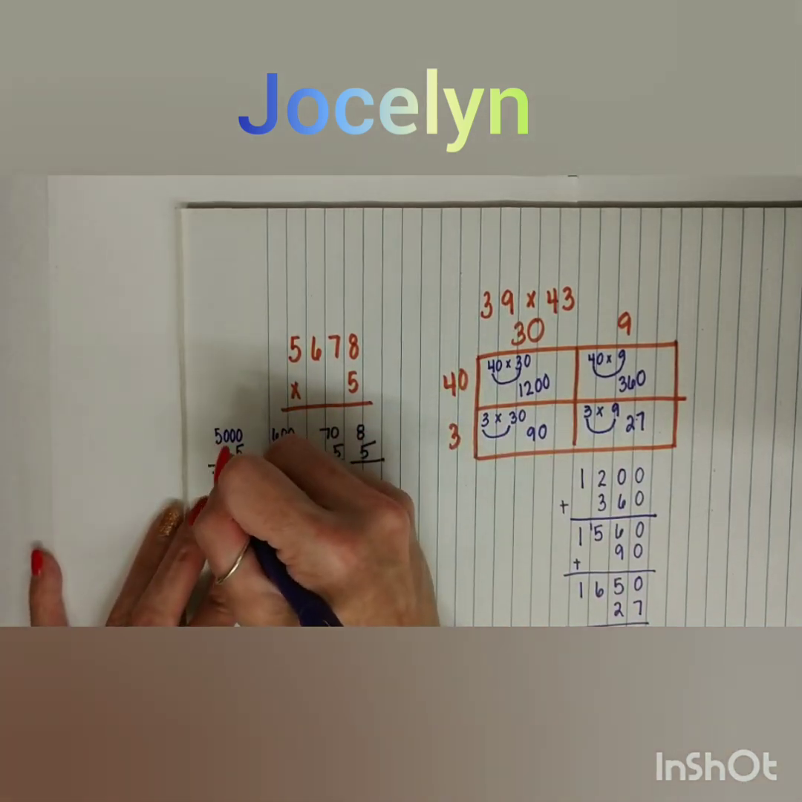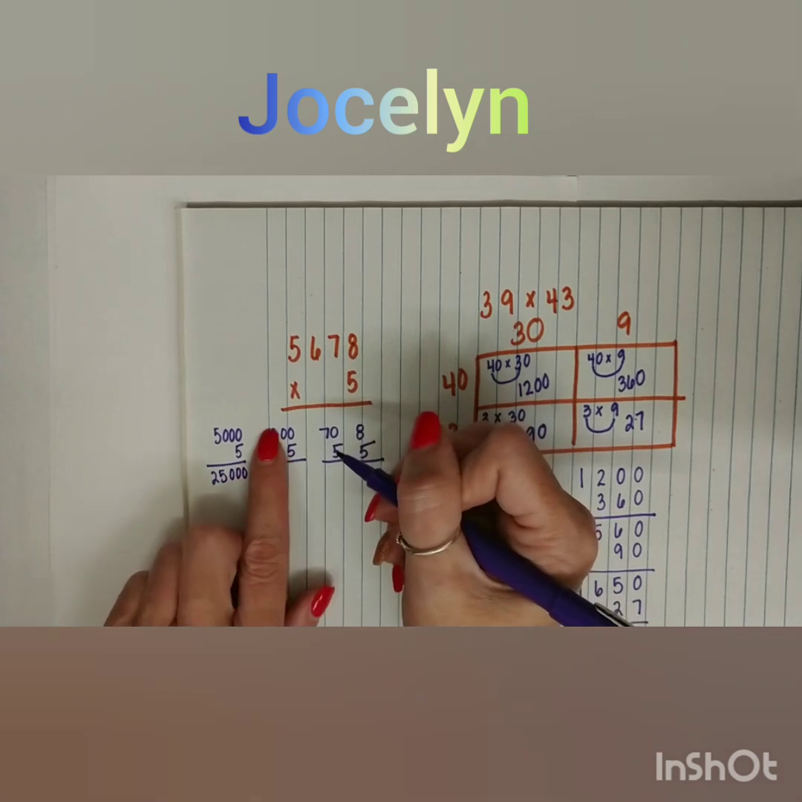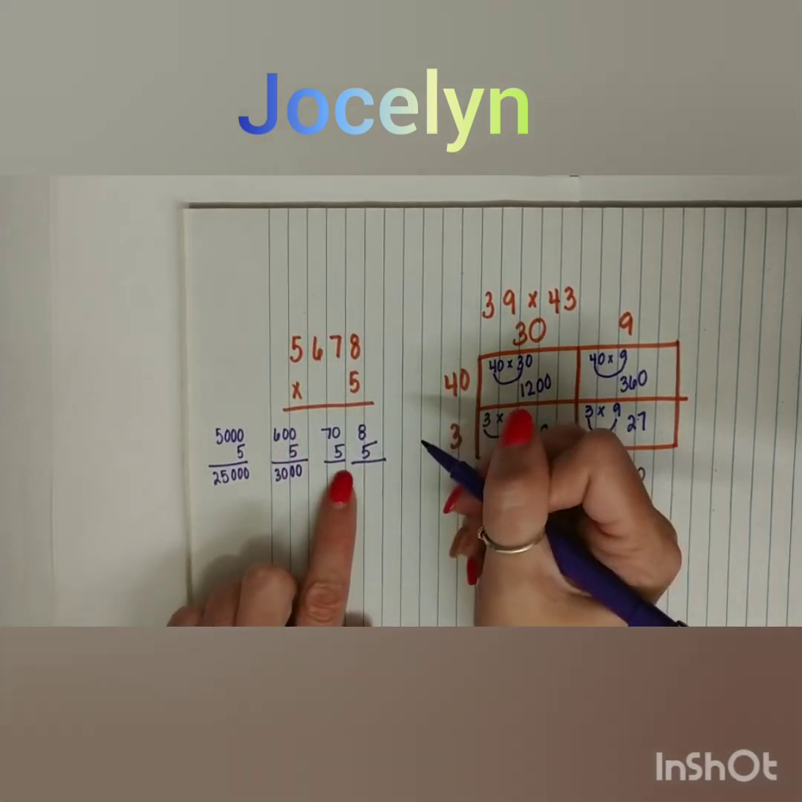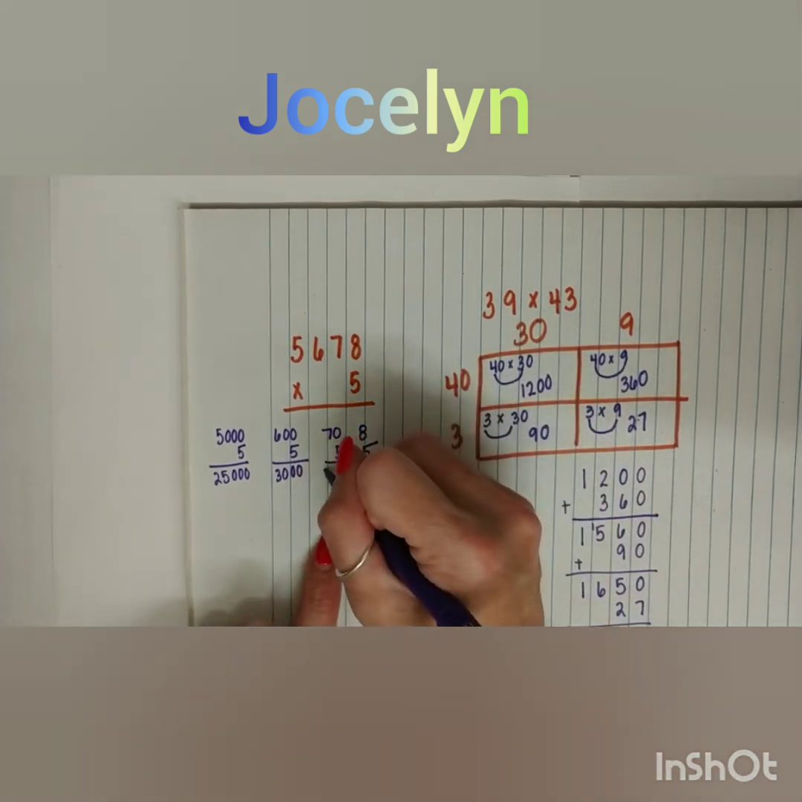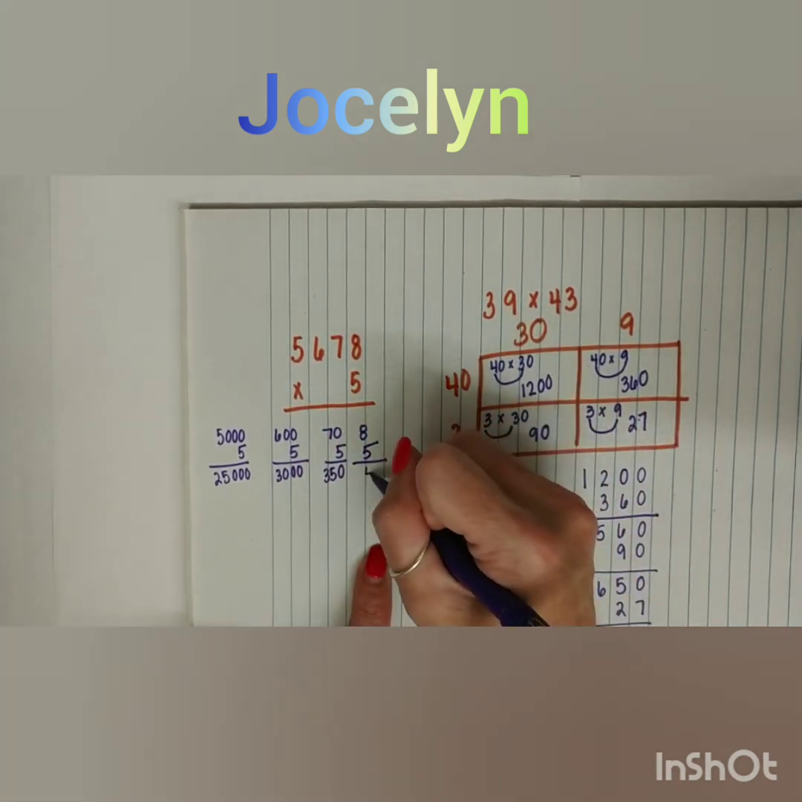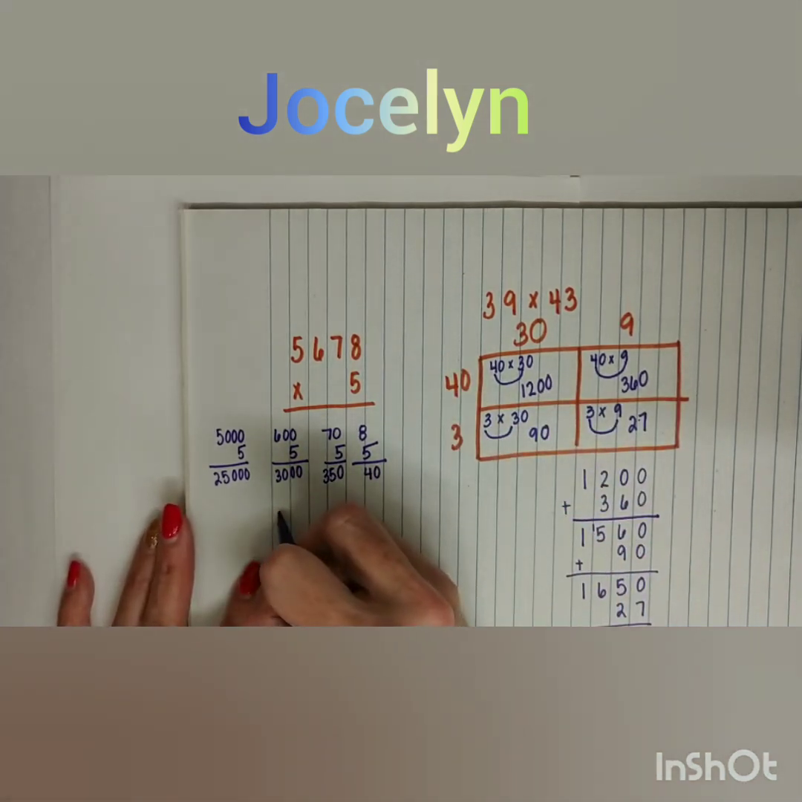5 times 5, 25, and 3 zeros. 6 times 5, 30, and 2 zeros. 5 times 7, 35, and 1 zero. 8 times 5, 40. Now add my pieces.